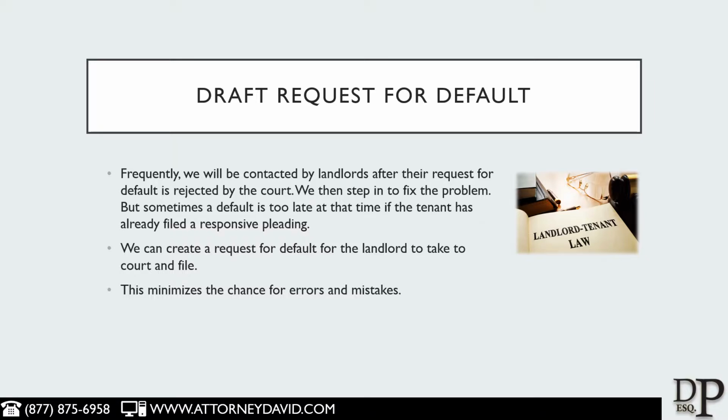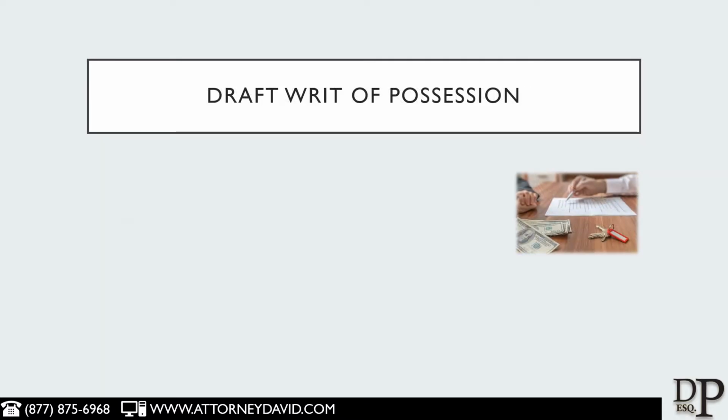Whereas if you had submitted a correct request for default initially before your tenant filed any response, then the tenant would be cut off from filing that responsive pleading. So it's very important that your request for default be done timely and correctly. So under this option, we can request the default, fill out that paperwork for you, and then you would file it at the courthouse. We can also draft a writ of possession.